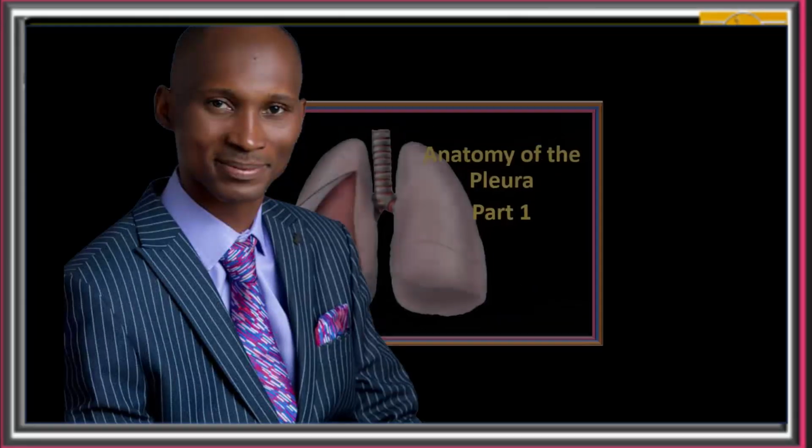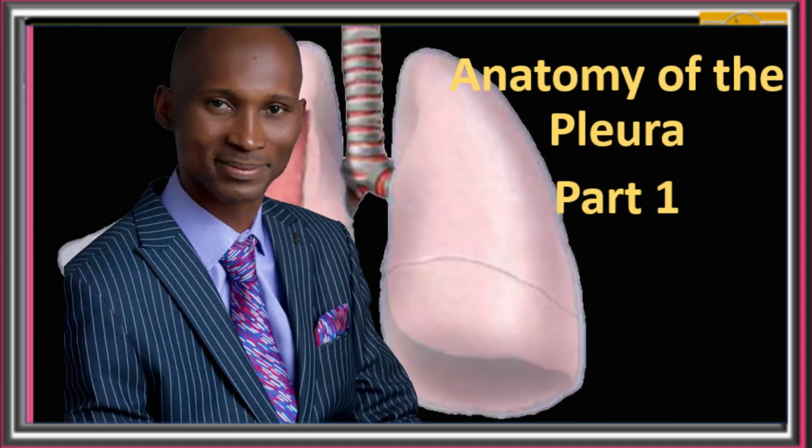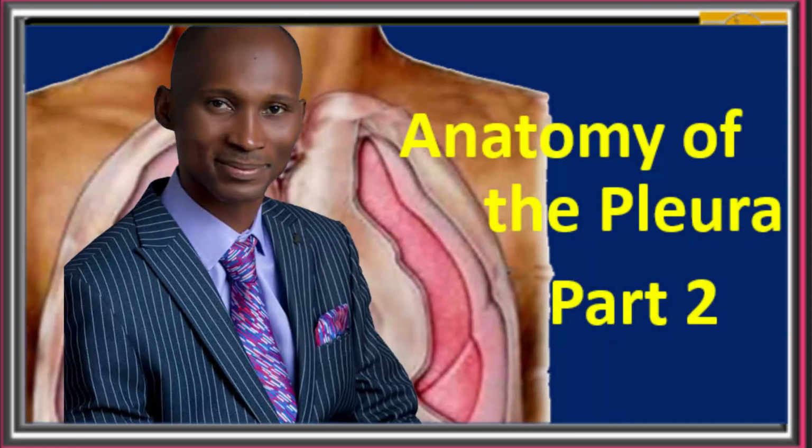In part 1 of this lecture, we discussed the basic anatomical features of the pleura. In this part 2, we will be discussing the pleural recesses and clinical correlates associated with the pleura. So let's go to class.